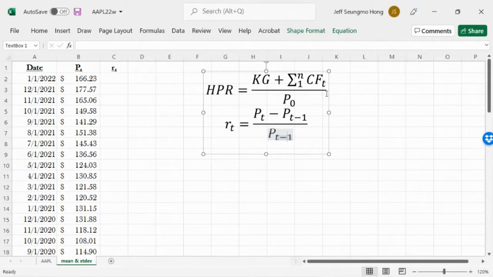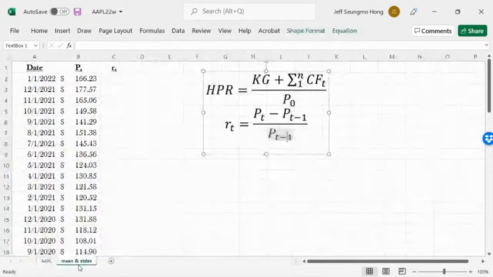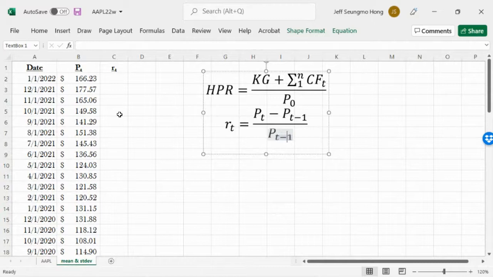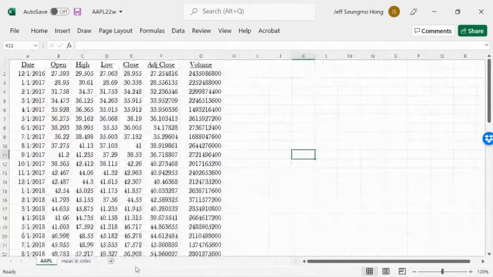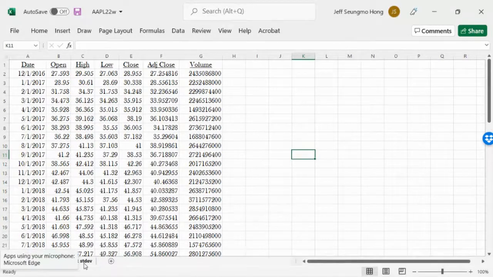And then what about the cash flows? In the case of stock, the cash flows would be dividends, but the dividends are paid quarterly. And this is monthly data, so the dividend is not paid monthly. That's why we are using adjusted close. Okay. So you need to do this with me. Everyone has done this with me so far, right? Yes. Okay, good.